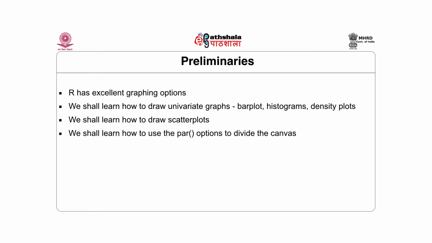We are first going to learn how to draw univariate graphs. That is, bar plot, histograms, and density plots on the top of them. Then we're going to learn how to draw scatter plots. These are continuous variables on the x-axis and continuous variables on the y-axis. And then we shall learn how to use the par options that you can use to divide the canvas into zones in which you can put your graphical elements. Par is a very powerful graphical element.